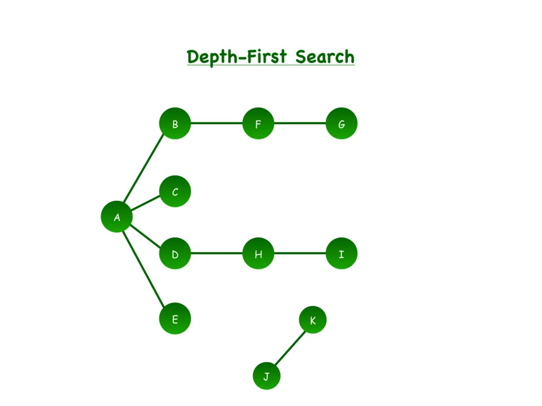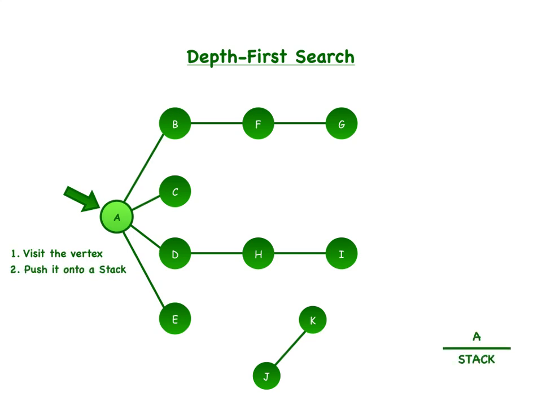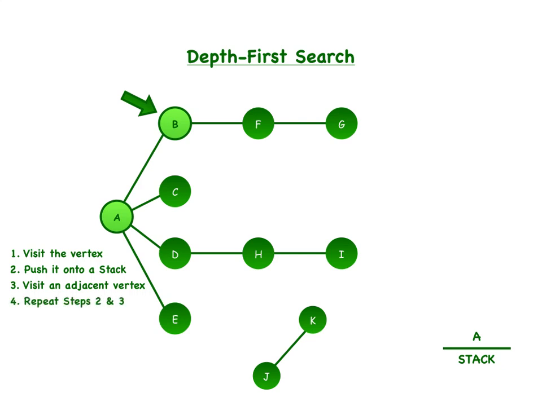So how do we perform a depth first search? First step, go to your starting point, and then mark that vertex as visited. Then, push that vertex onto a stack. Next, visit an adjacent vertex. Mark that vertex as visited. Then repeat steps 2 and 3.